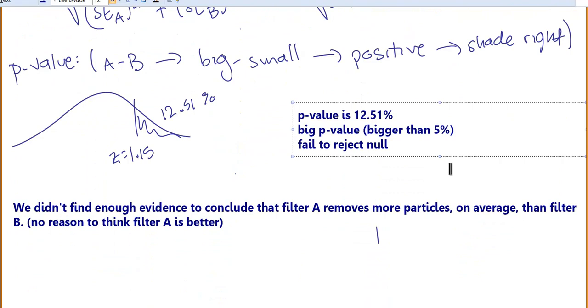Okay, and since we failed to reject the null, that means we didn't find enough evidence to conclude that filter A removes more particles on average than filter B, or no reason to think that filter A is better.